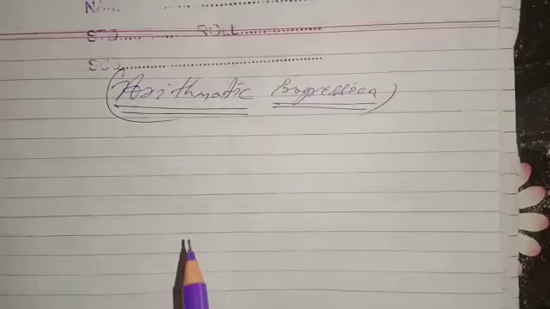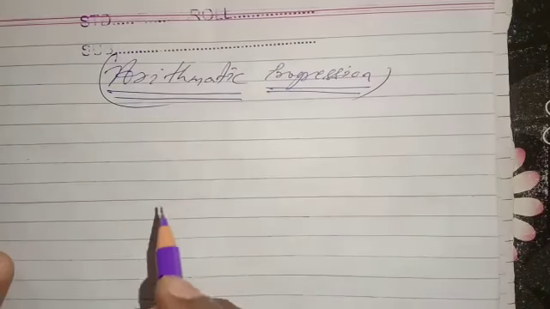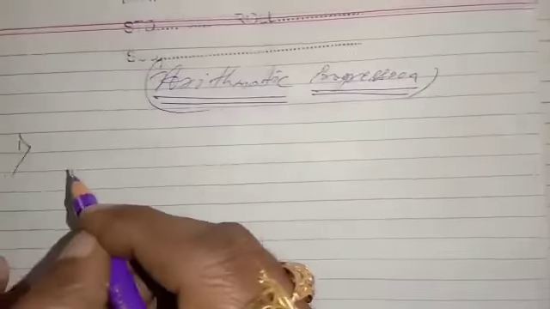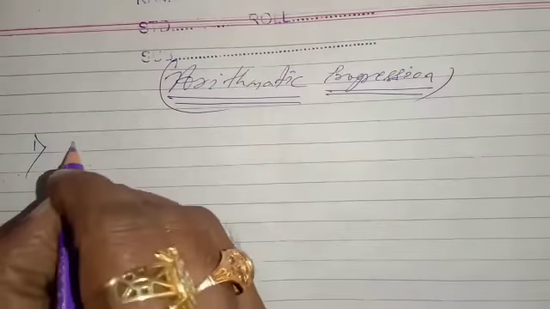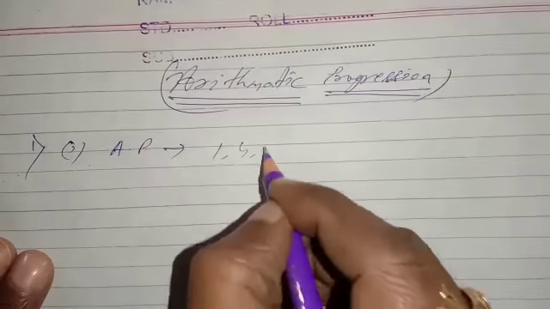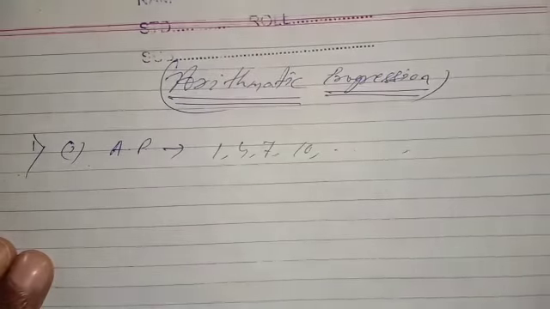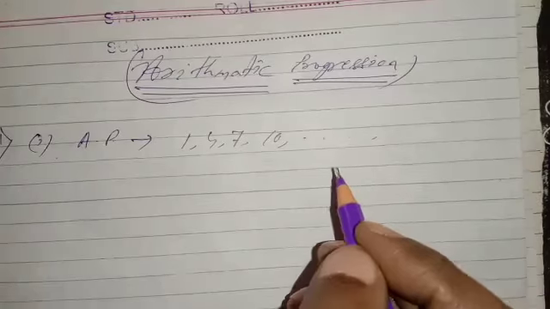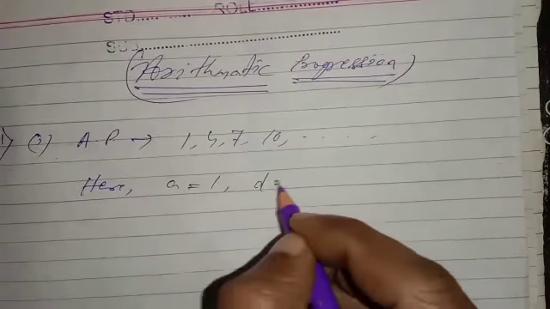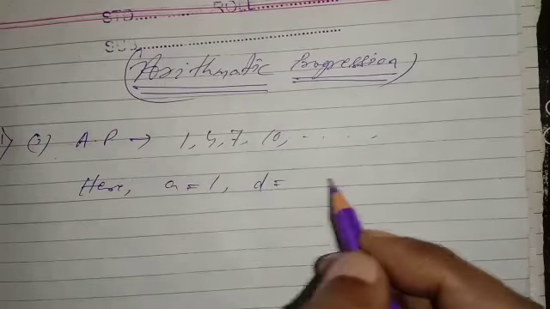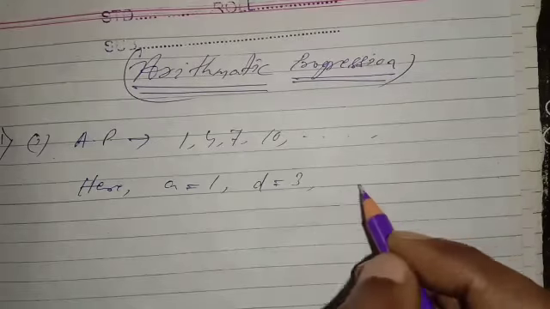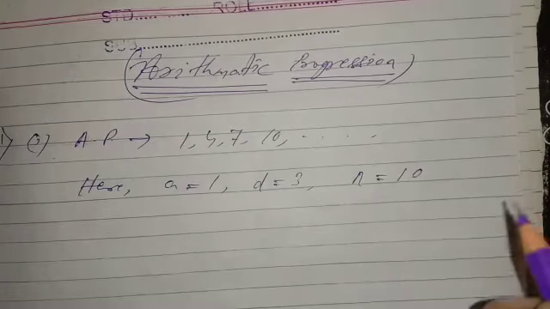Just see. Exercise 19.2 I am doing. Question number 1. The first part, AP is given: arithmetic progression 1, 4, 7, 10. From this it is clear that A means first term, that is 1. Common difference: consecutive terms 4 minus 1, 7 minus 4, 10 minus 7, that is 3 coming. And you have to find out the 10th term, that means n is equal to 10.